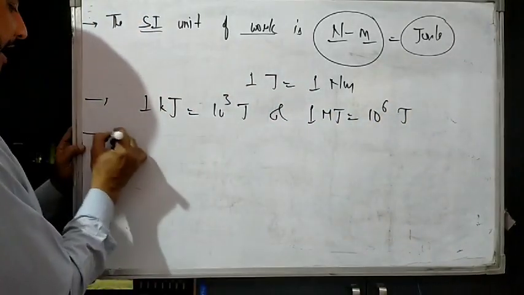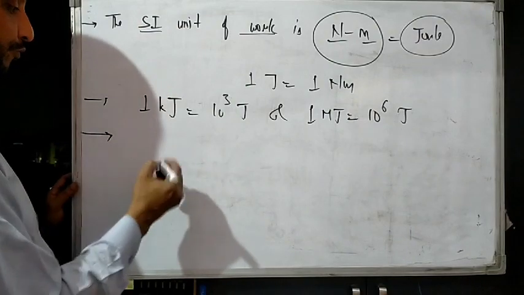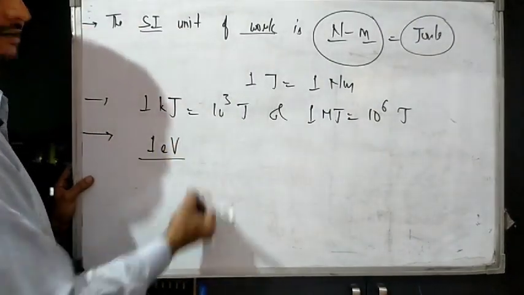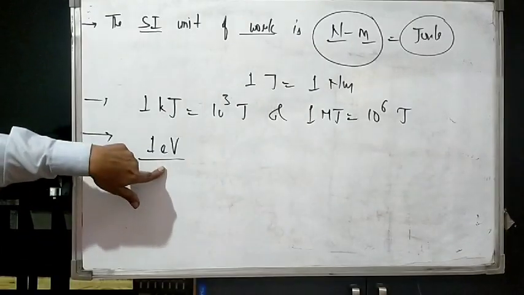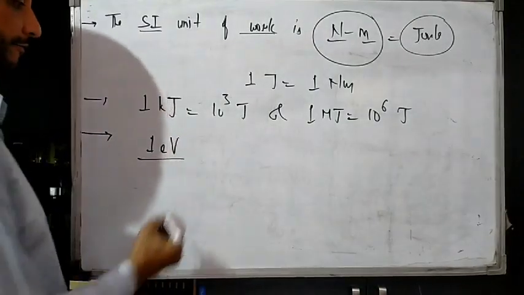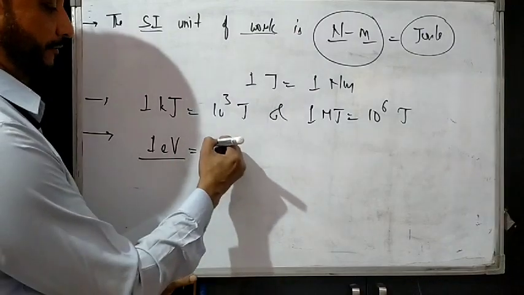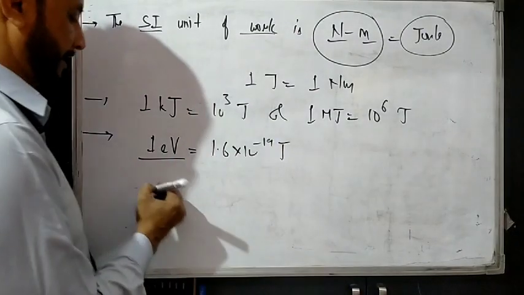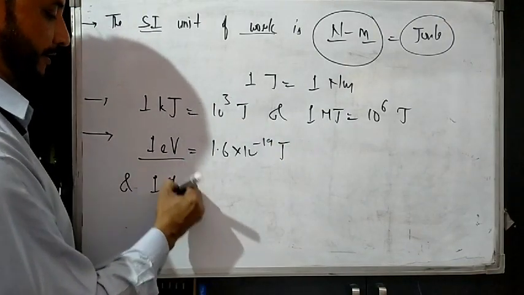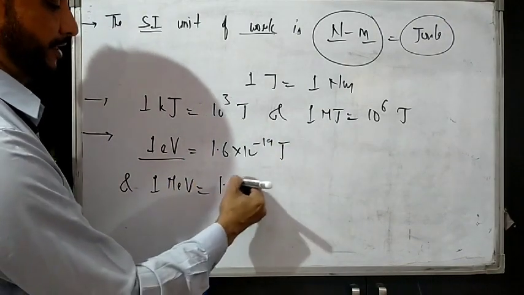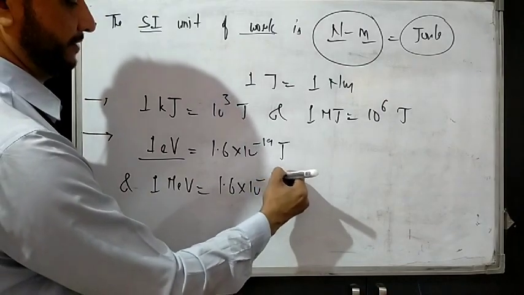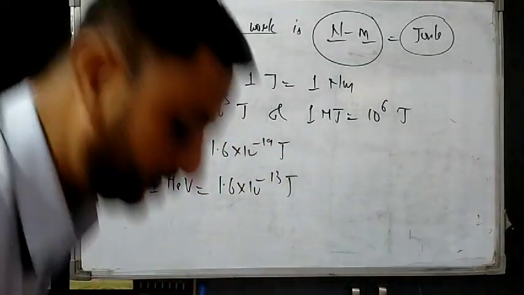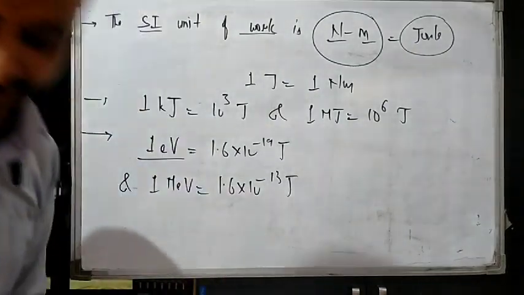My dear children, I am taking care of two more units here. Remember always 1 electron volt. It will be discussed later because this is the atomic unit of energy. 1 electron volt is equal to 1.6 into 10 to the power minus 19 joule, and 1 mega electron volt is equal to 1.6 into 10 to the power minus 13 joule. These are the two units commonly used at the atomic level.